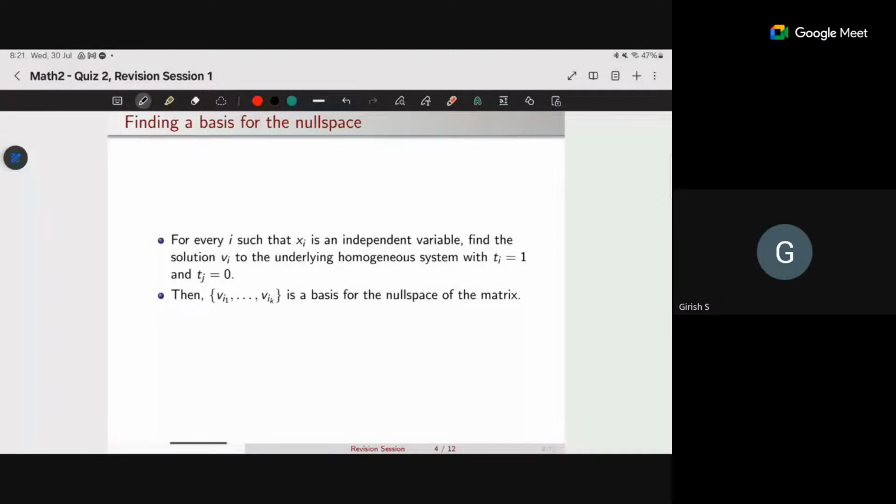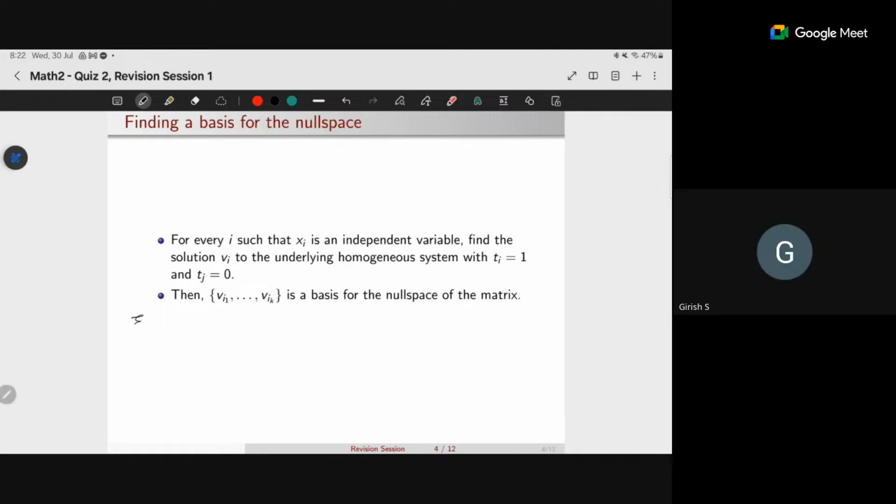So that is exactly what we'll do. Once again, I'll demonstrate this with an example. Suppose there are k many independent variables. You look at the set of all independent variables, you pick one, set it as 1, and then set everything else as 0. By definition, the dependent variables will be determined by the values of the independent variables. So you will get k many vectors, and that set is a basis for the null space.